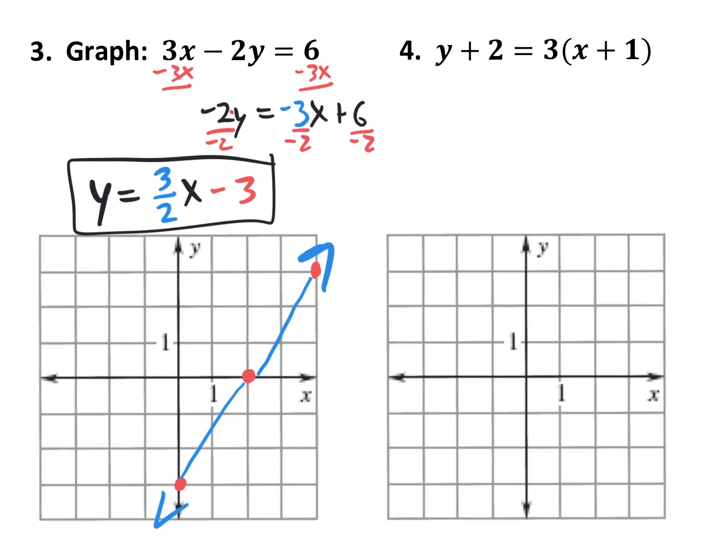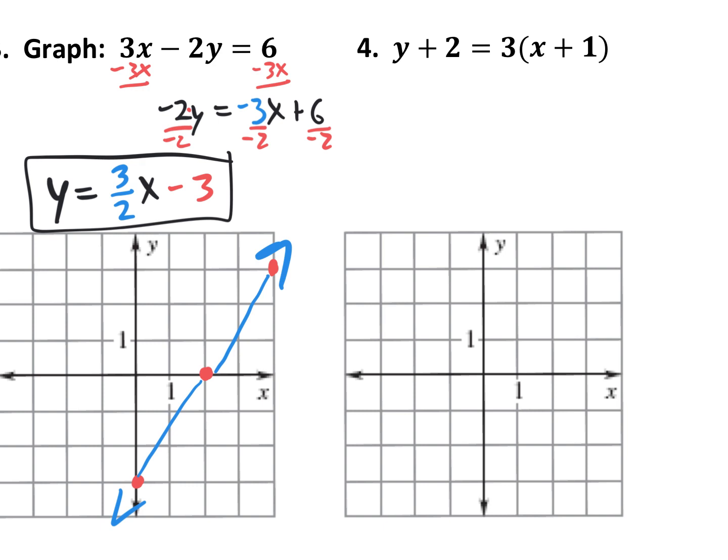Last one. The last one, we have a point slope form equation, and you could identify the point, and you could identify the slope, and then go from there, or you could change it to slope-intercept form. I say just change it to slope-intercept form. Actually, I'll do both ways just to show you, right?